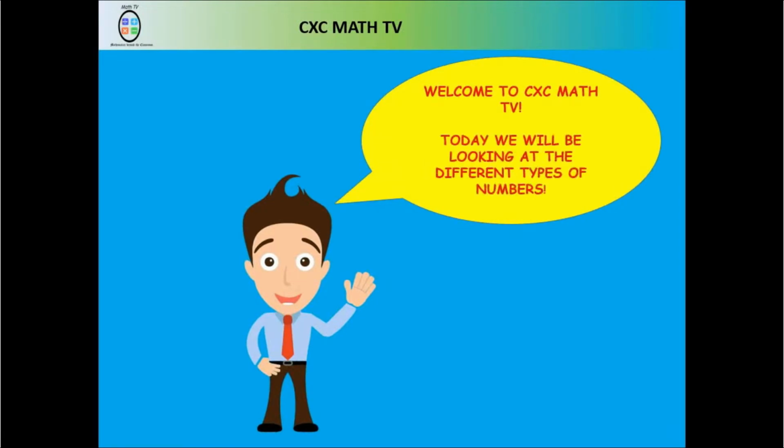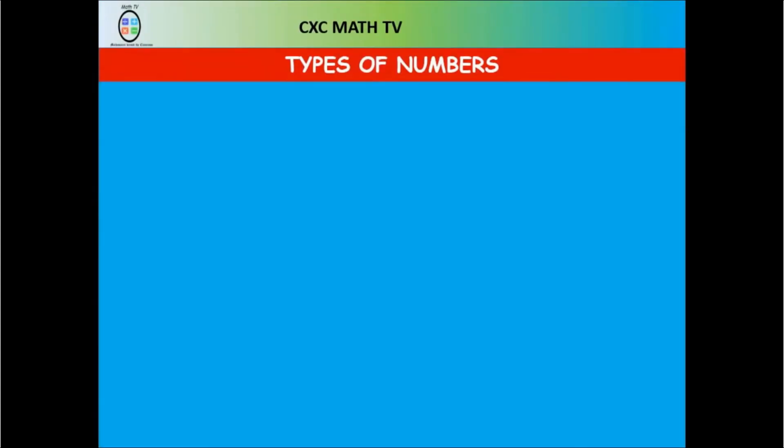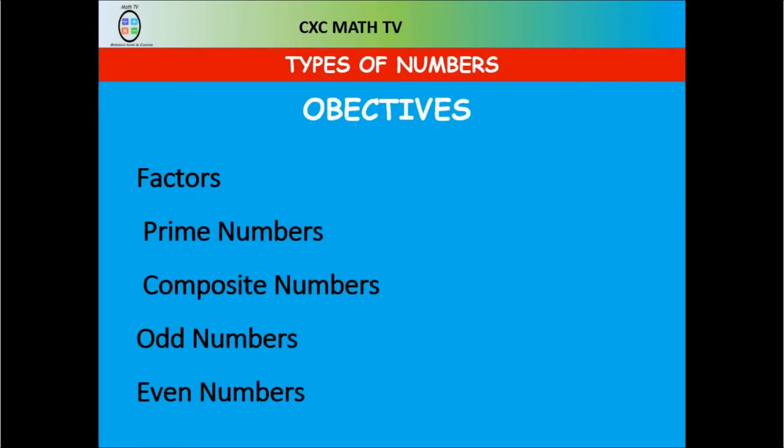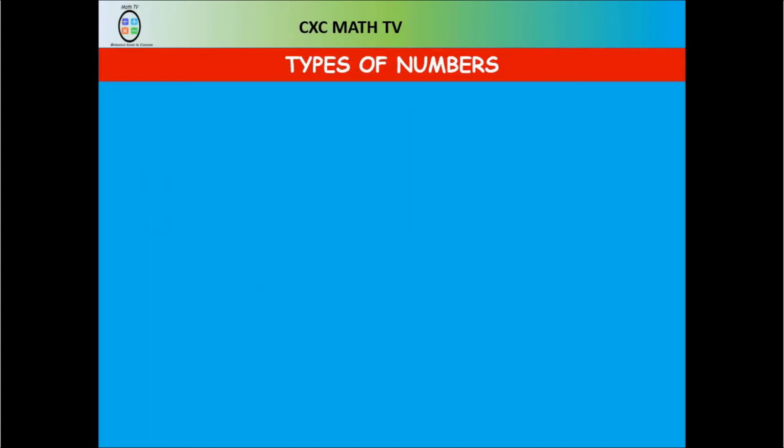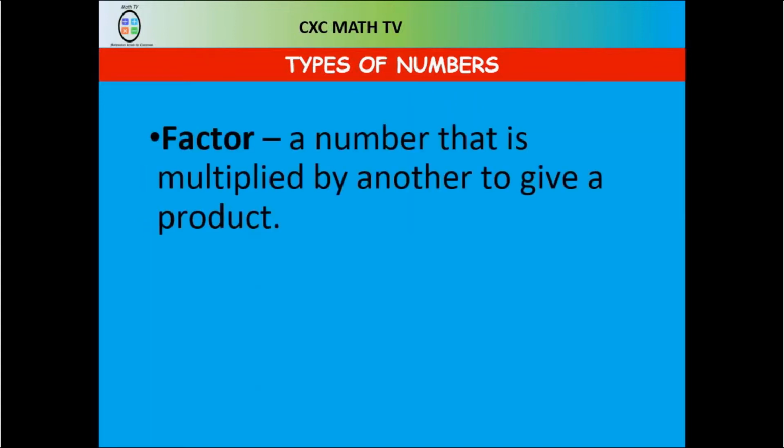Today we will be looking at the different types of numbers. Alright, so for the different types of numbers, let's first establish our objectives. The objectives are we want to look at factors, prime numbers, composite numbers, odd numbers, and even numbers. These are the different types of numbers. So the first thing, of course, a factor.